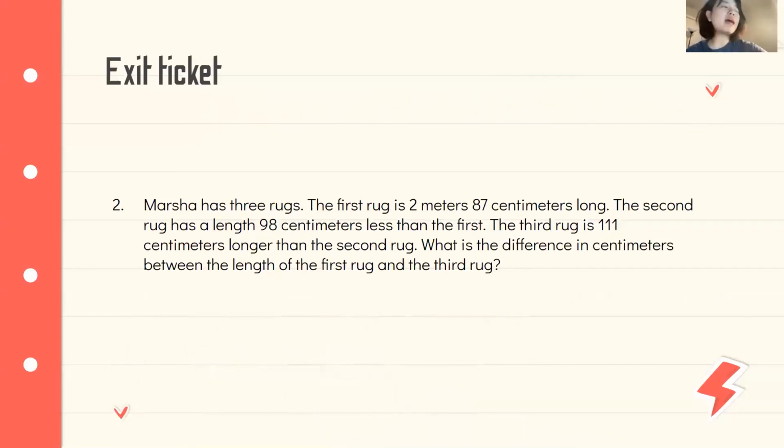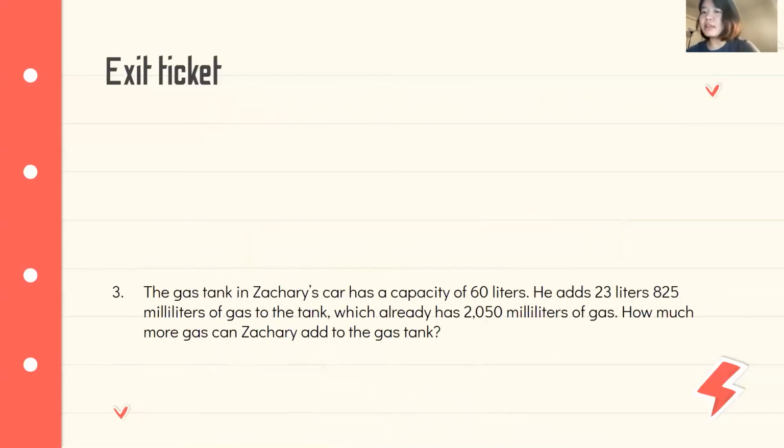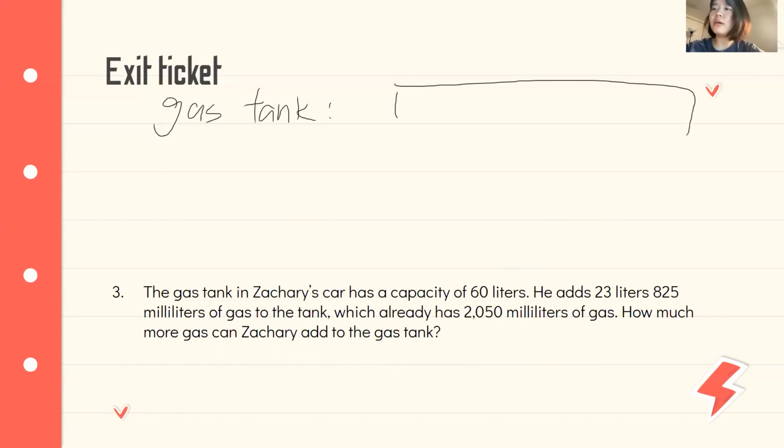Okay, and our last problem. The gas tank in Zachary's car has a capacity of 60 liters. He adds 23 liters 825 millimeters of gas to the tank, which already has 2,050 millimeters of gas. How much more gas can Zachary add to the gas tank? Since we already know his car has a capacity of 60 liters, let's draw this one first. Draw a diagram for a gas tank that can fill about 60 liters of gas.